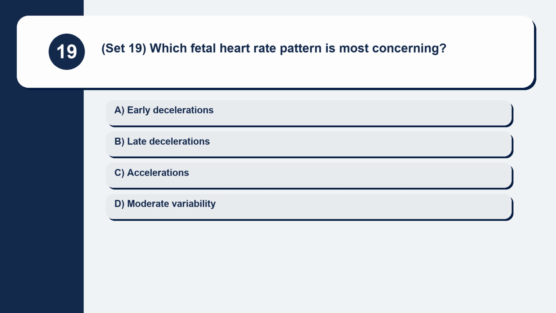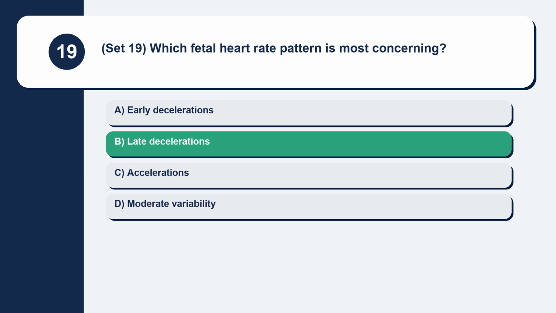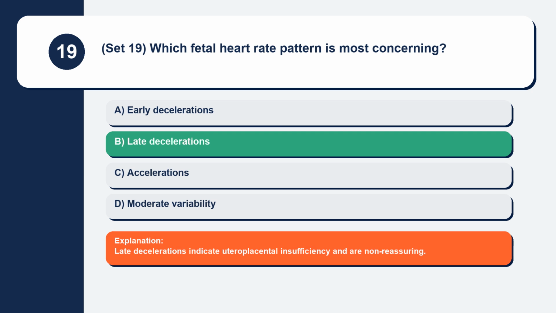Question 19. Set 19. Which fetal heart rate pattern is most concerning? Early decelerations, late decelerations, accelerations, moderate variability. Late decelerations indicate uteroplacental insufficiency and are non-reassuring.